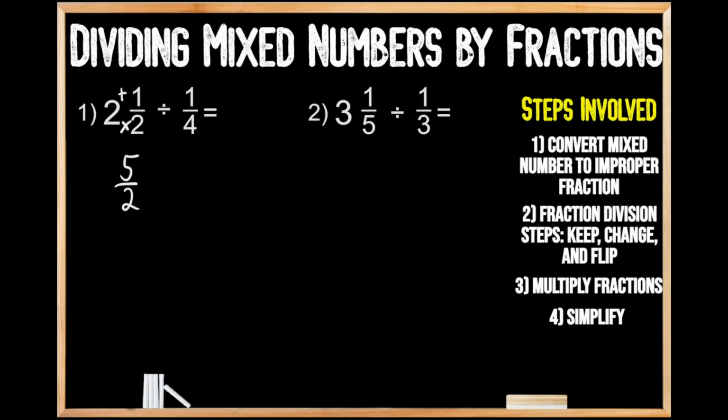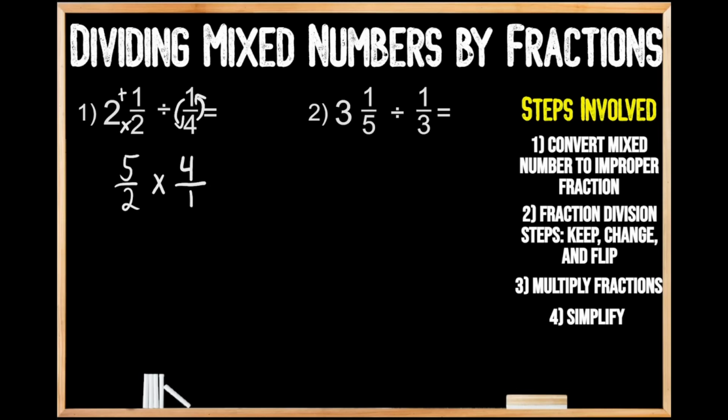For the change step, we change the operation. Instead of dividing, we're now going to be multiplying. Then for the flip step, we flip our second fraction. Our denominator becomes our new numerator, and our numerator becomes our new denominator. So instead of the fraction 1/4, we're multiplying our first fraction by the reciprocal of the second fraction, and the reciprocal of the second fraction is 4/1.